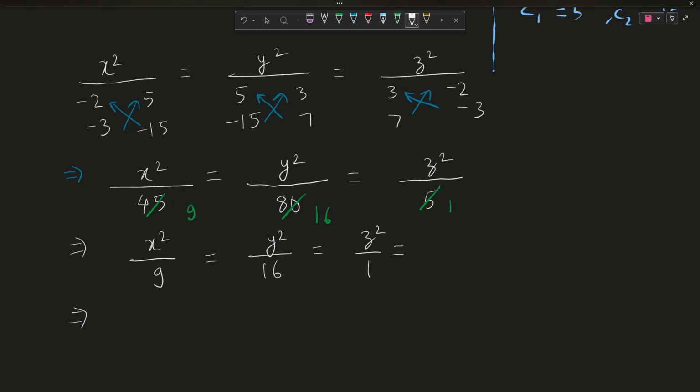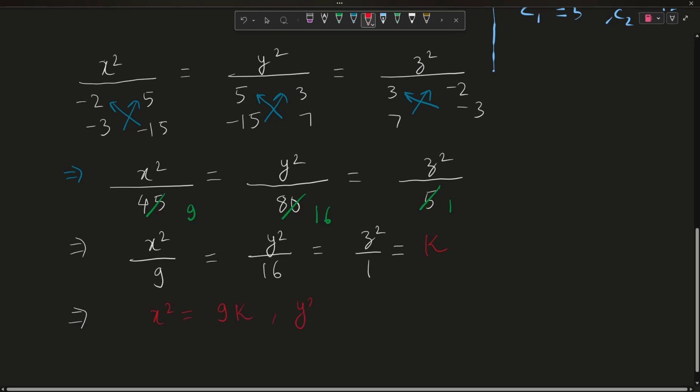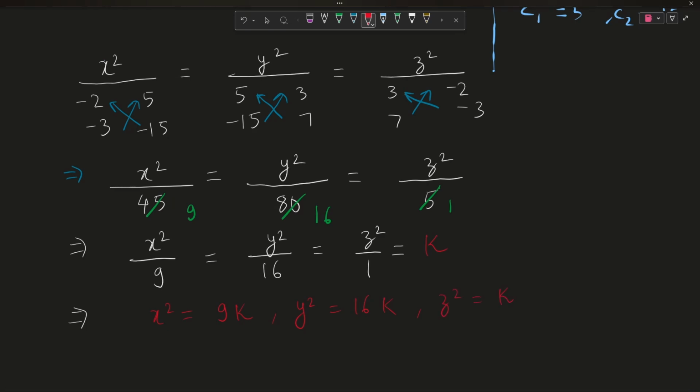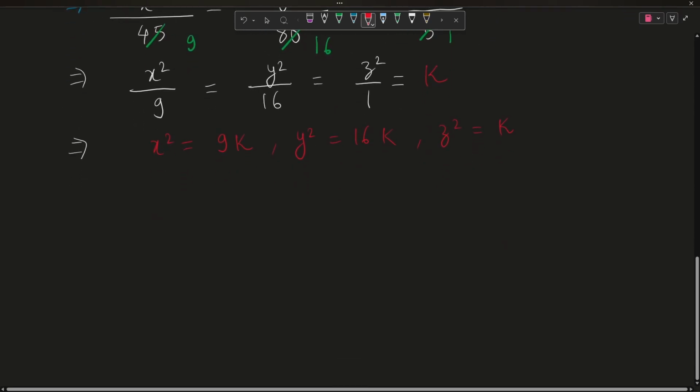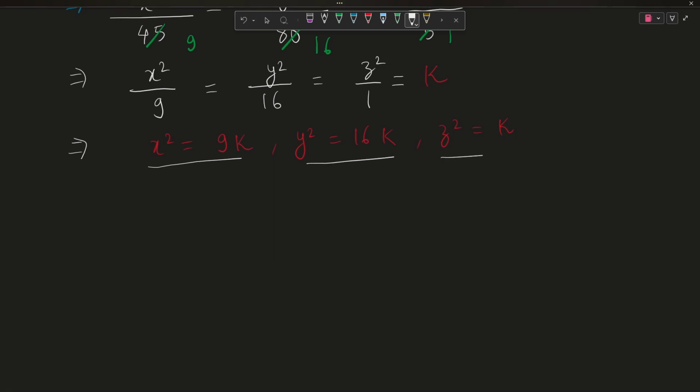Let's assume that this is equal to some value k. Then x square becomes 9k, y square becomes 16k, and z square becomes k. Right? Now we want to substitute these values of x square, y square, and z square.